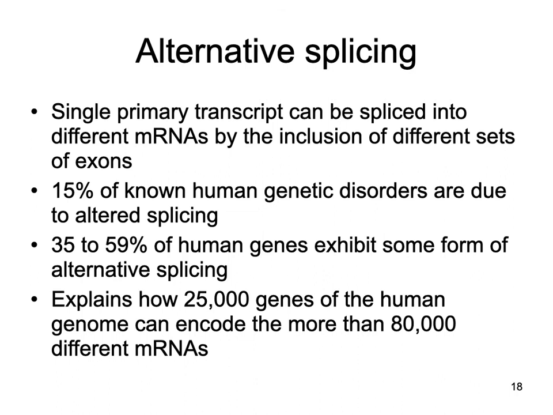So it explains how the human genome only has about 25,000 genes, but we actually can make over 80,000 different messenger RNAs, which can become a different product from those 25,000 genes. So complicated, yes. A little bit confusing in the beginning, yes. But genius, yes.